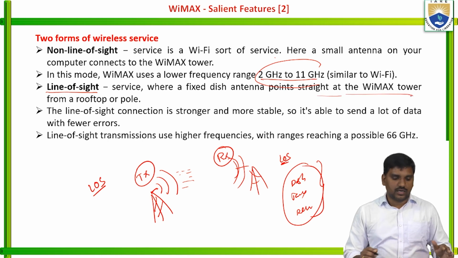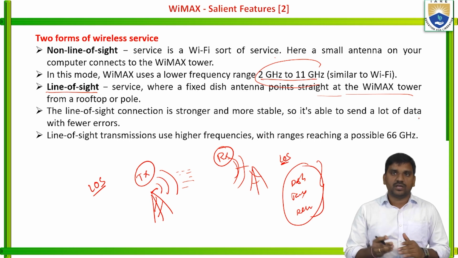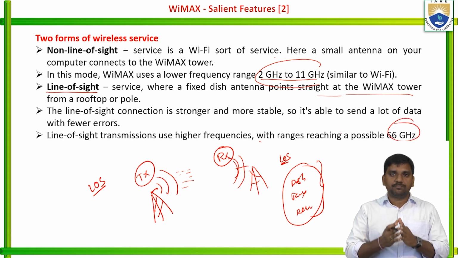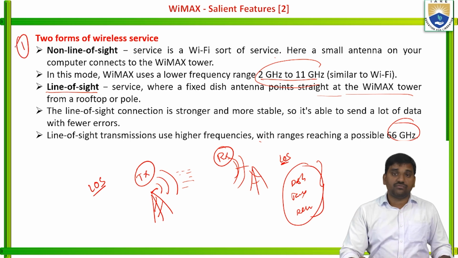Next, coming to line of sight communication, it serves a fixed dish antenna pointed straight at the WiMAX tower from a rooftop or pole. The line of sight connection is stronger and more stable, so it is able to send a lot of data with fewer errors, and sometimes there are no errors. Line of sight transmission can use high frequencies with ranges reaching possibly 66 GHz. This is the main advantage of line of sight communication, and this is the first salient feature of WiMAX.